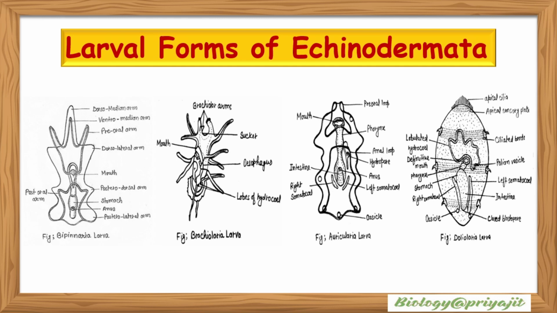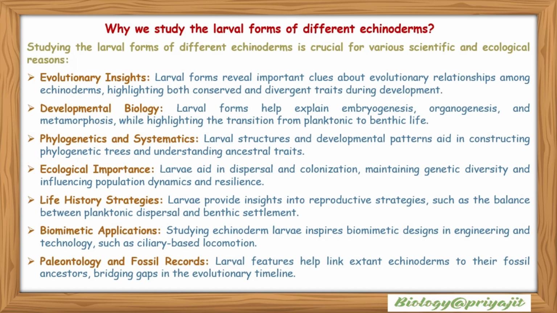So this is the image showing the bipinnaria larva, brachiolaria larva, auricularia larva and doliolaria larva. There are different larval forms of echinoderms, so now we should study them in detail. Why do we study the larval forms of different echinoderms? Studying the larval forms of different echinoderms is very crucial for various ecological and scientific reasons.